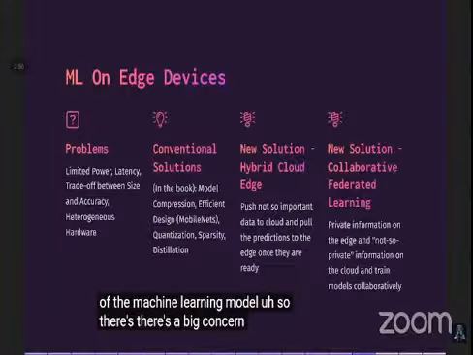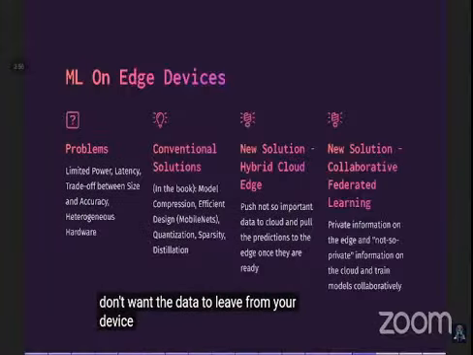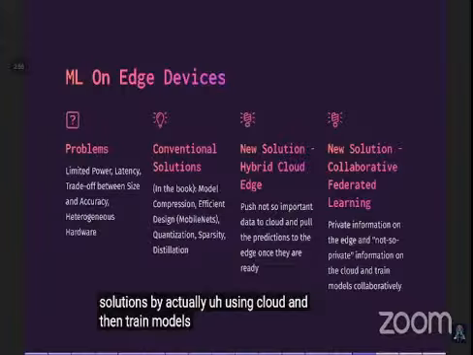That is, you don't want the data to leave your device, but how can you still build solutions by actually using the cloud and then train models collaboratively? So this is again a notable framework and a notable method people use in current industry frameworks. Can I get the next slide?